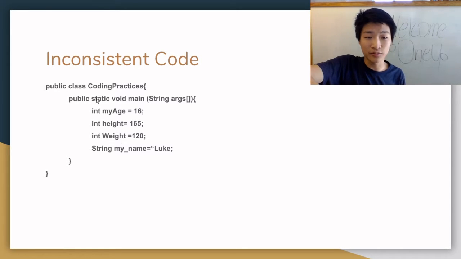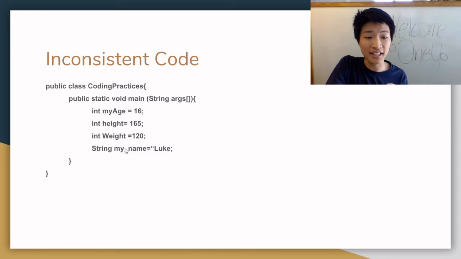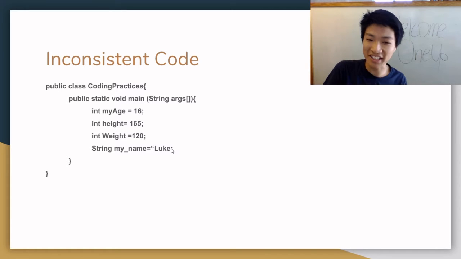And then while I separate words by capitalizing the first letter of the second word here, I capitalize the A in my age. Here, I separate it with, whatever that's called, the underscore. And I don't even add spaces here. And I don't even have a quotation at the end of this. You could tell how inconsistent this code is.